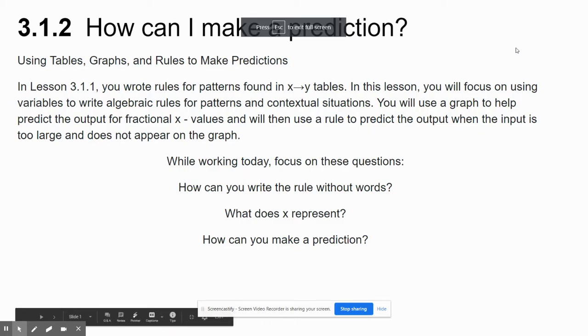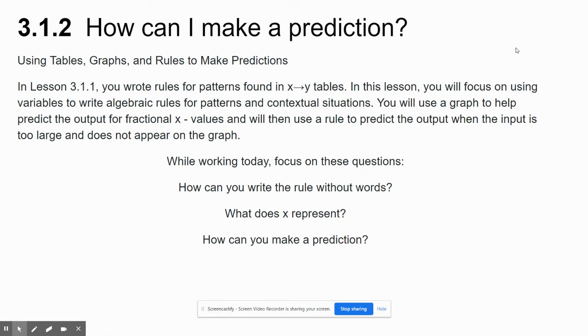All right, so today's lesson, we're continuing with how can I make a prediction, writing equations from a table. But tomorrow we're going to take this a little bit further, and we're going to look at that graph piece as well. So we've been writing patterns in our XY tables. In this lesson, we're going to focus on using variables. We're going to try to write the equation instead of writing the rule out as words, and be looking at tables.